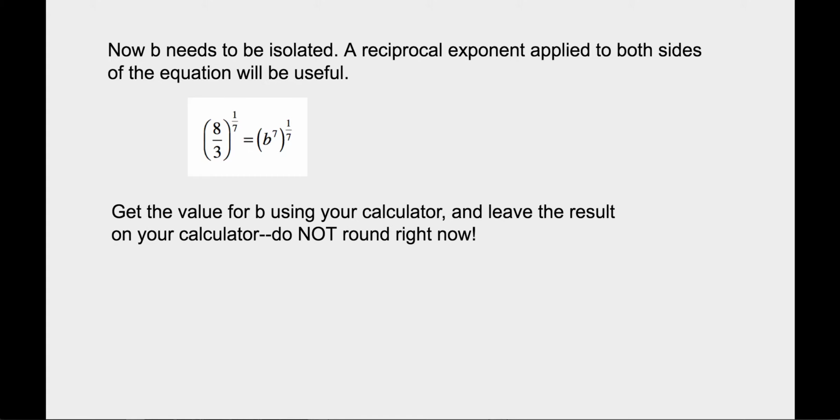Get the value for b using your calculator and leave the result on your calculator. Do not round right now. You should get a b value of about 1.150, and then it goes on from there.